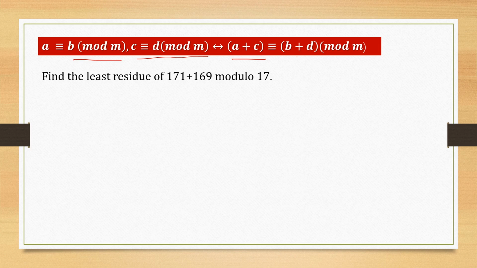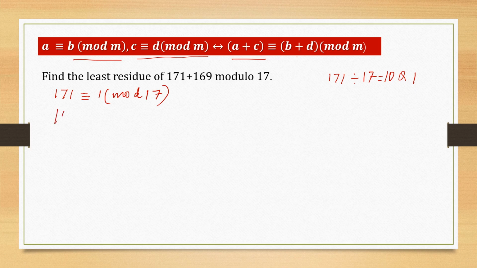So first I'll get 171 is congruent to what modulo 17. That means 171 divided by 17, what is the residue or what is the least residue? It will be 1 because 10 is the quotient and 1 is the remainder. So this will be 1 modulo 17.